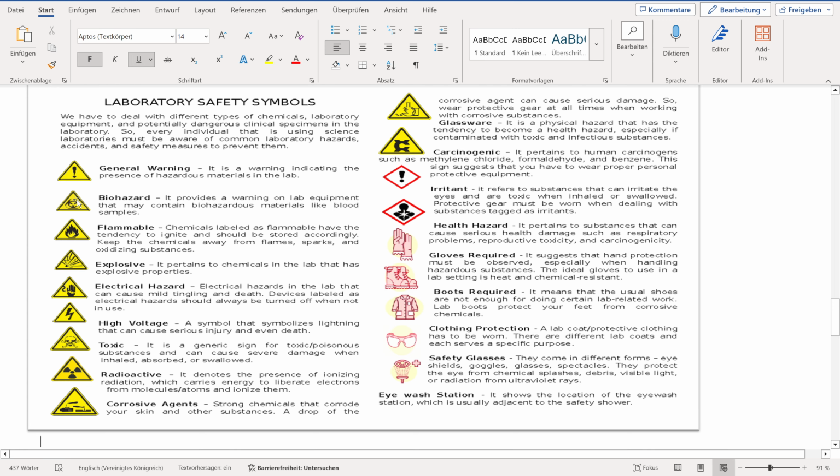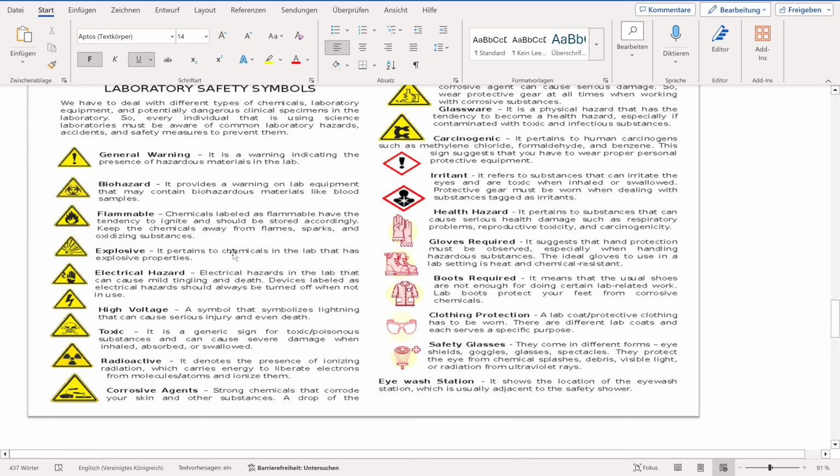Okay, so we move on to the next laboratory safety symbol, the one I'm encircling right now. It shows that whatever is contained inside it is flammable. Chemicals labeled as flammable have the tendency to ignite and should be stored accordingly. Keep the chemicals away from flames, sparks, and oxidizing substances. So whenever you see a chemical having this symbol, you should keep it away from what? From flames, from sparks, and from oxidizing substances, because it is highly flammable.